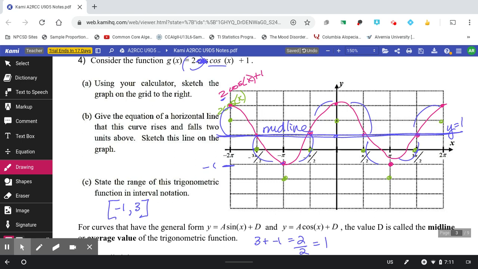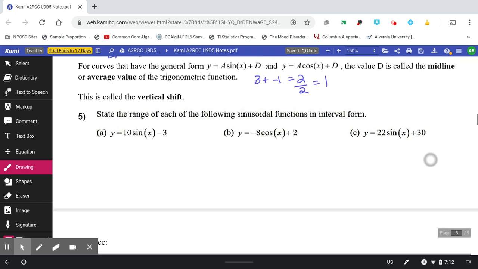The midline, or that vertical shift, is the average value between the maximum and the minimum. And to get that range, you would start at the midline. That D value always represents the midline. And since the amplitude means you're going up 2 from that midline and down 2 from that midline, that means you can find the range by starting out at the D value and then going up and down that amplitude.